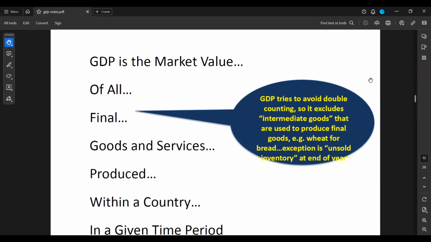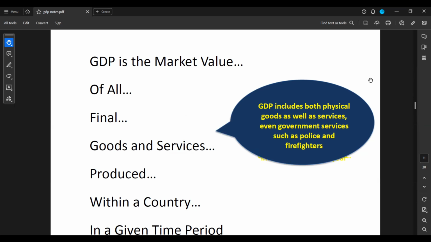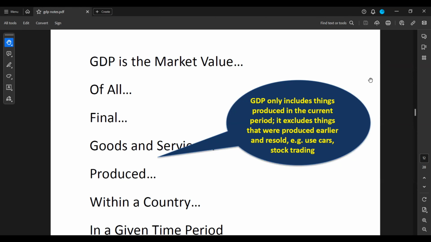Final. GDP tries to avoid double counting, so it excludes intermediate goods that are used to produce final goods. For example, wheat for bread. Exception is unsold inventory at the end of the year. Goods and services. GDP includes both physical goods as well as services, even government services such as police and firefighters produced. Produced: GDP only includes things produced in the current period. It excludes things that were produced earlier and resold. For example, used cars, stock trading.